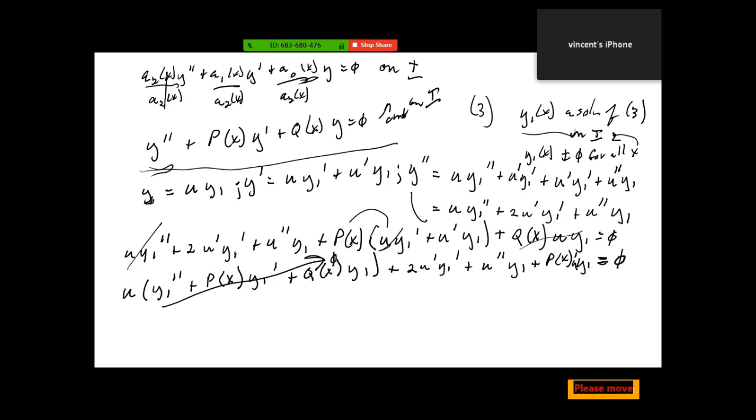So what do we have now? I'm going to start with my u double prime. U double prime plus 2y1 prime plus p of x y1, all this times u prime, and that's equal to 0.